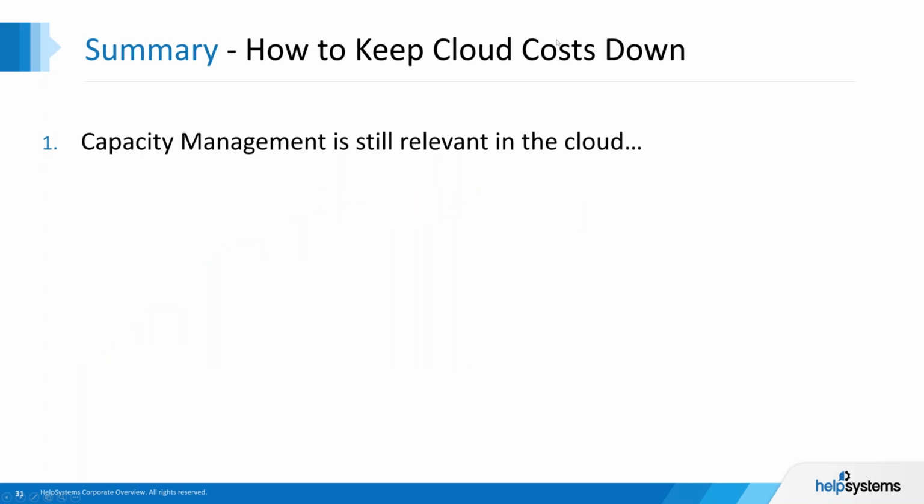So that concludes the part on ongoing cost control. So in summary, how do we keep costs down? As we concluded, the first thing is that capacity management is still relevant in the cloud. It changes somewhat. You need to focus on slightly different things. You need to treat things in a slightly different way.